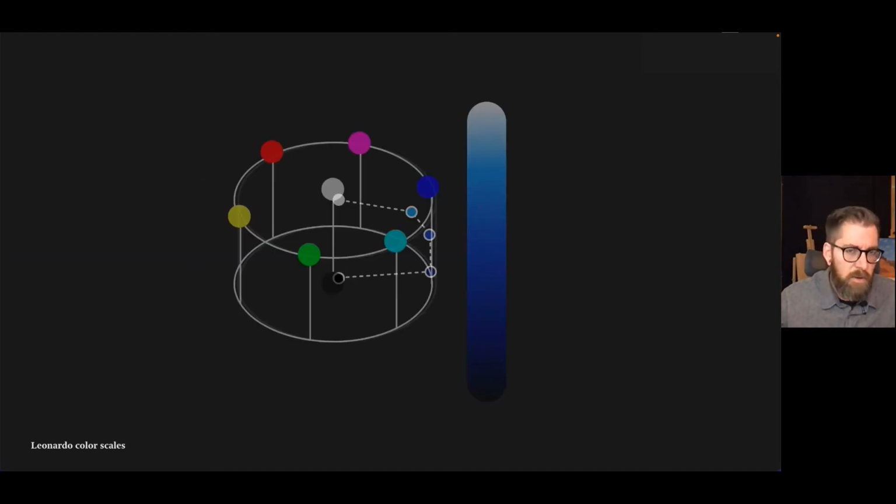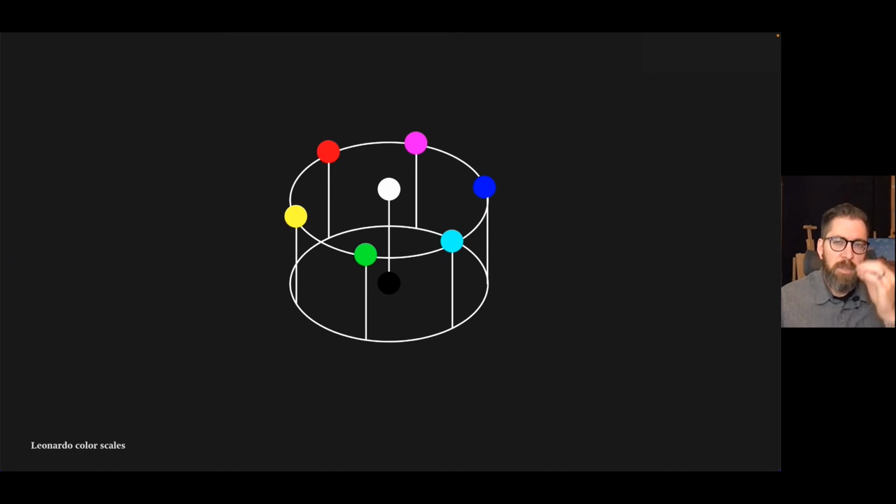For this, Leonardo offers another solution. Let's look again at that HSV color model. Now, this model is good for representing the way that we think about color, but it's a very poor representation of how humans actually perceive color.